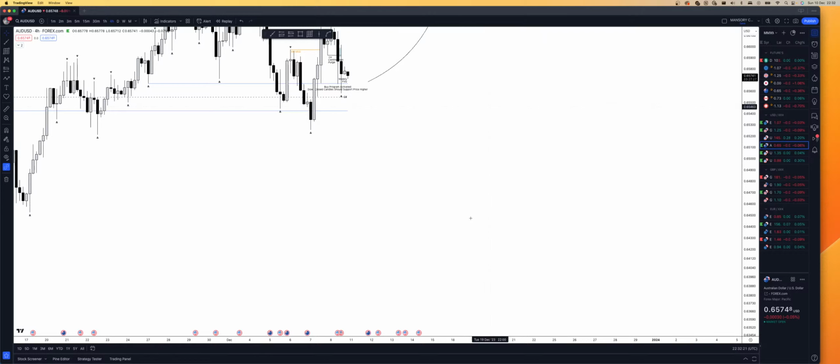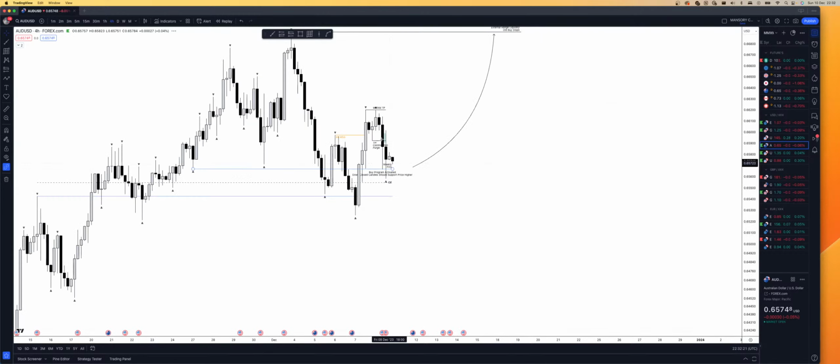Aussie dollar's a bit of a weird one. I think this might have been NFP day. Yeah, it was Friday, so I didn't really want to touch this. Okay, let's leave this weekly fair value gap.